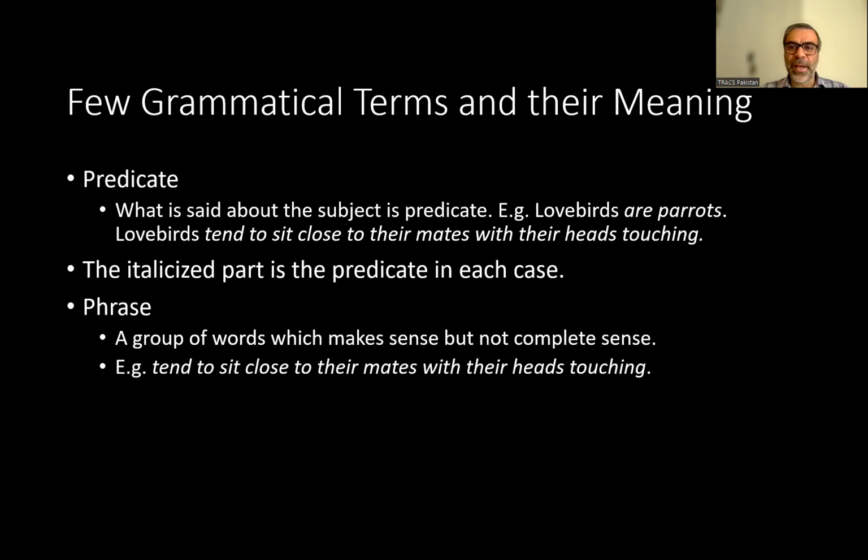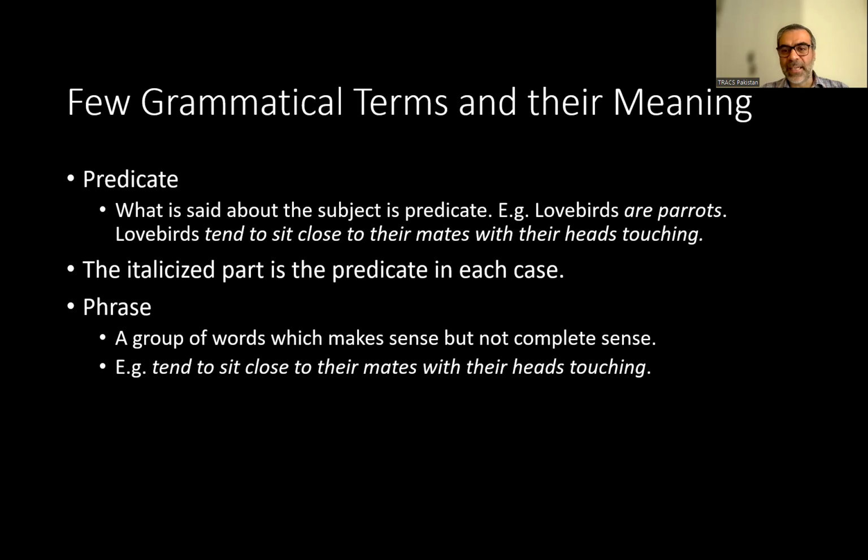So moving on to predicate. As I've told you in my previous slide, the sentence has two parts, subject and predicate. What is a predicate? What is said about the subject is the predicate. Example: lovebirds are parrots. Lovebirds tend to sit close to their mates with their heads touching.